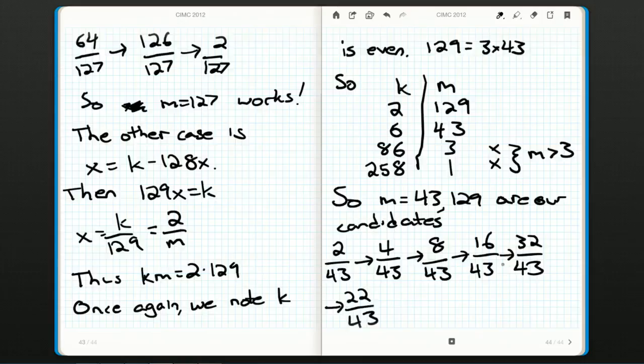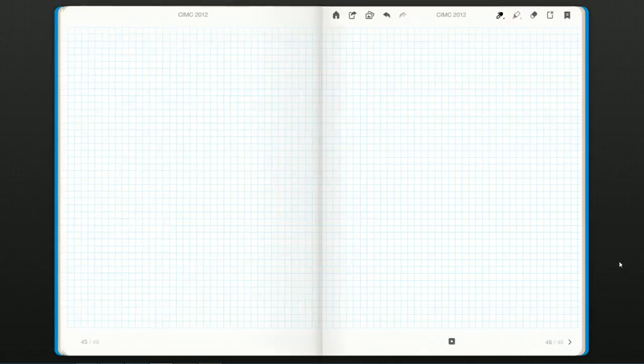Okay? And now that's still over a half. So we double it. Or sorry, we do 1 minus that. So 43 minus 22. That's going to be 21. So 22 43rds, and then we double that. So 42 over 43. And when we work that one out, 1 minus this is going to be 1 over 43. We double that, we get 2 over 43. So that one works. And now we just have one more to figure out, 2 over 129.